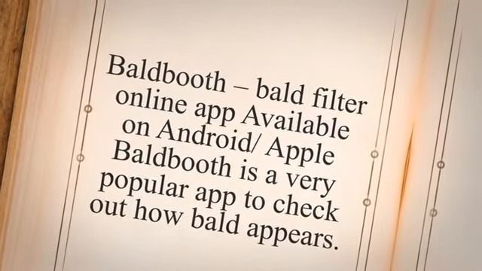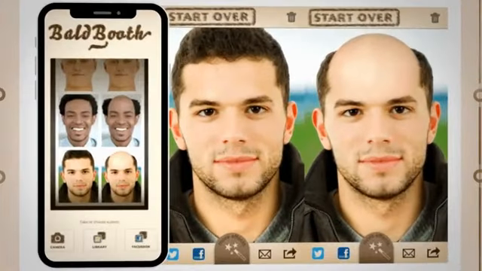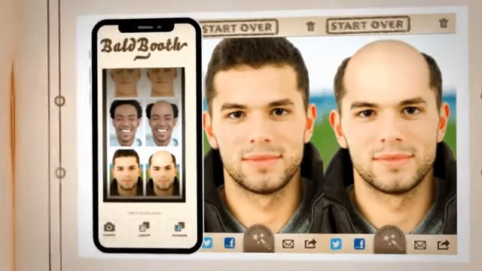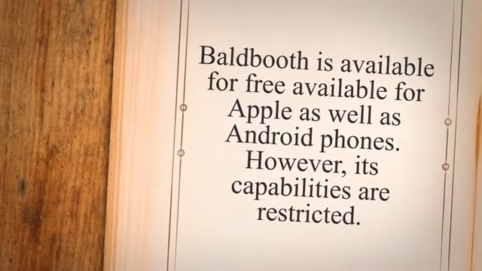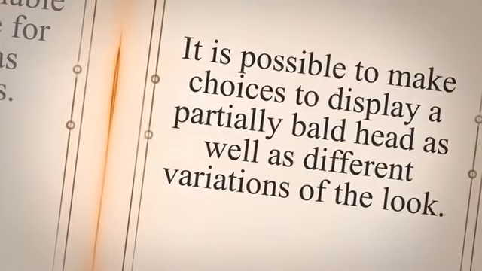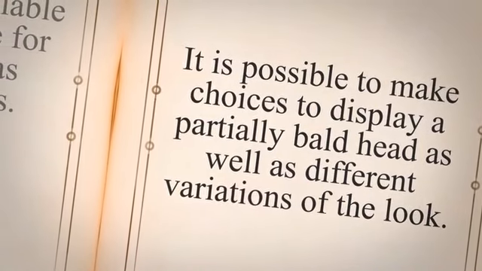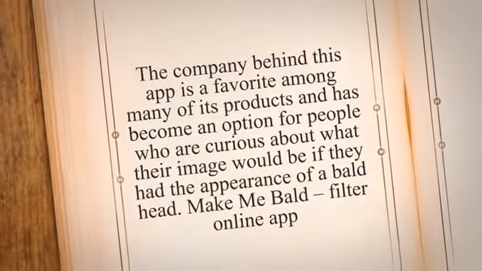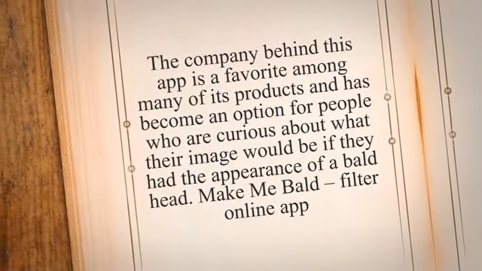BaldBooth is a very popular app to check out how bald appears. The company that designed the app offers a number of other apps in the same vein. The options are Aging Booth, Fat Booth, and other augmented reality face change alternatives. BaldBooth is available for free, for Apple as well as Android phones. However, its capabilities are restricted. The app isn't the most modern option available, but for a bit of fun, it can get the job done. It is possible to choose to display a partially bald head as well as different variations of the look. The company behind this app is a favorite among many of its products and has become an option for people who are curious about what they would look like with a bald head.